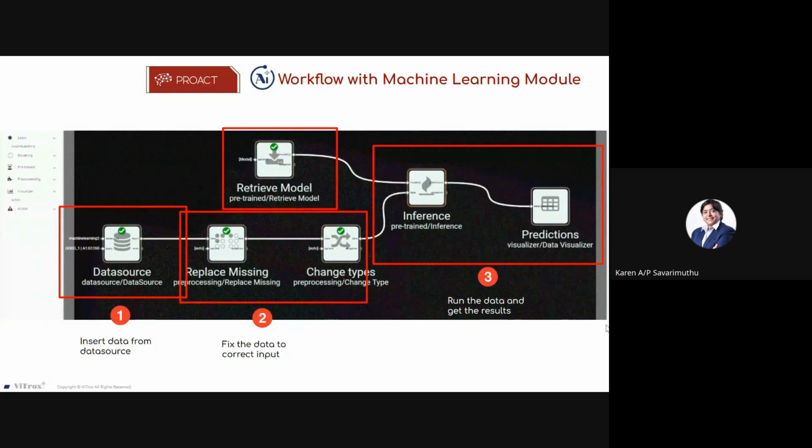All right. If you see all those flows, it is actually giving you a very good smart worker. If you want to be a smart worker, you have to comply with this. So you know what your data source is about, and then you know how you can replace the missing parts, and then how you can change the types, and you also know how to run the data itself. Okay.